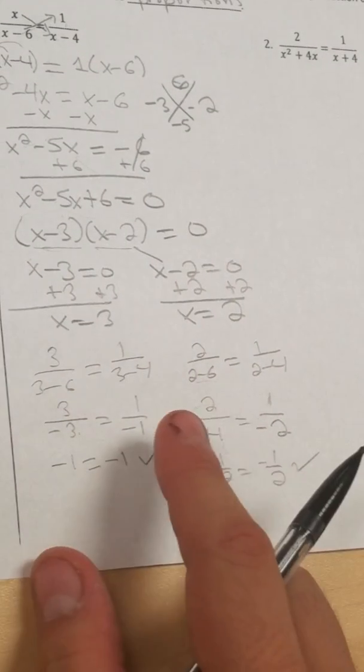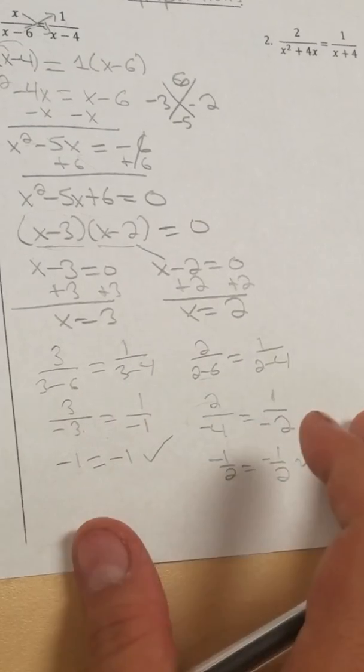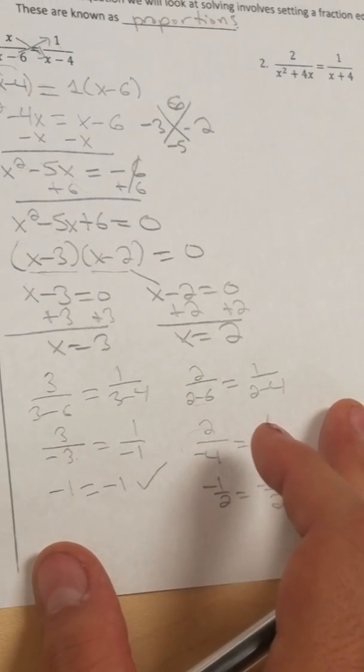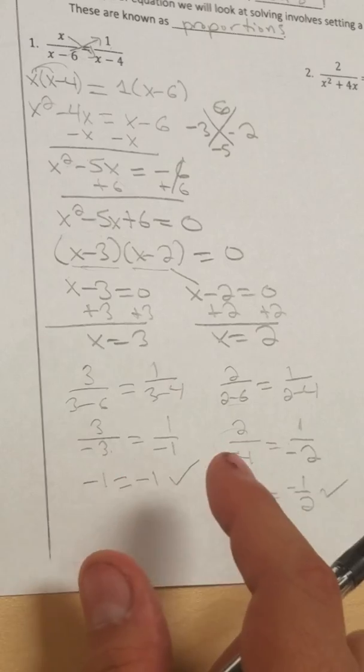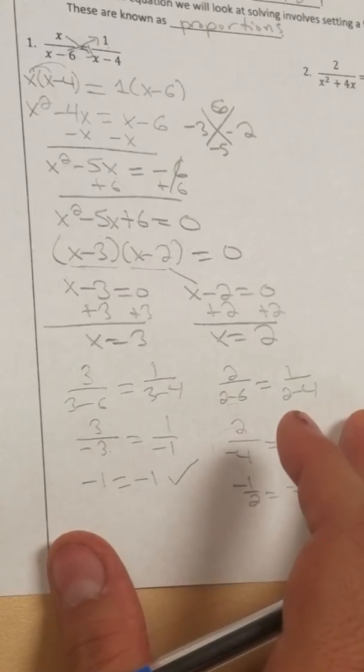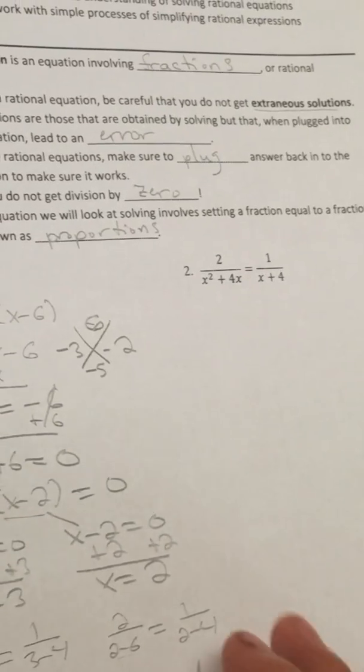So usually the error you want to look out for is if you have division by 0. So these look fine. This is just to check your work, and make sure that there's no extraneous solutions. So now let's look at the second one.